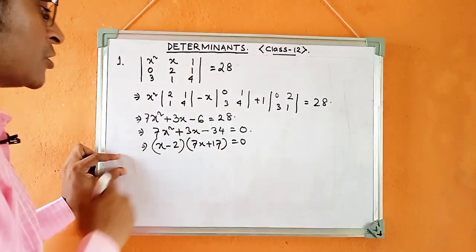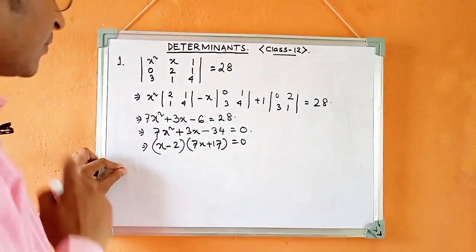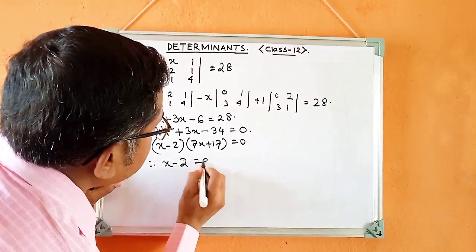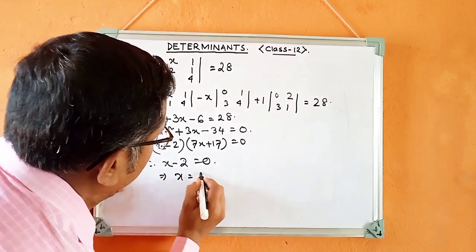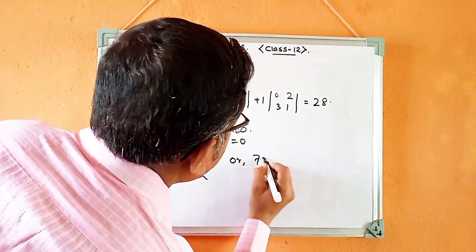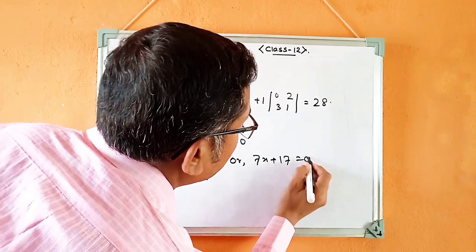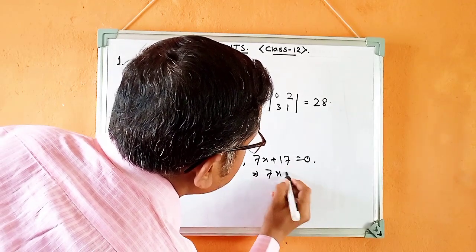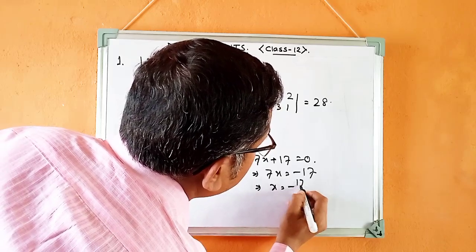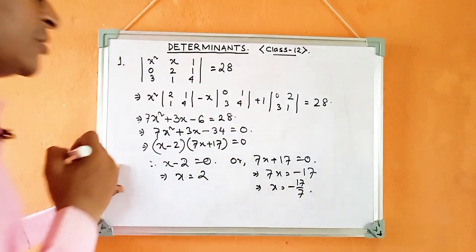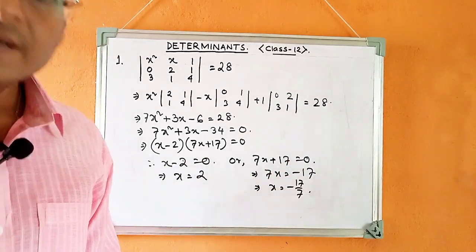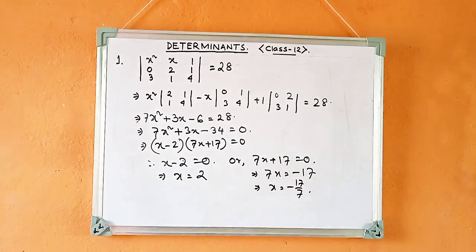Since the product of two numbers is 0, one of them must be 0. So x minus 2 equals 0, that is x equals 2, or 7x plus 17 equals 0, so 7x equals minus 17, and x equals minus 17 divided by 7. So the value of x is 2 and minus 17 by 7. Got it? See carefully.